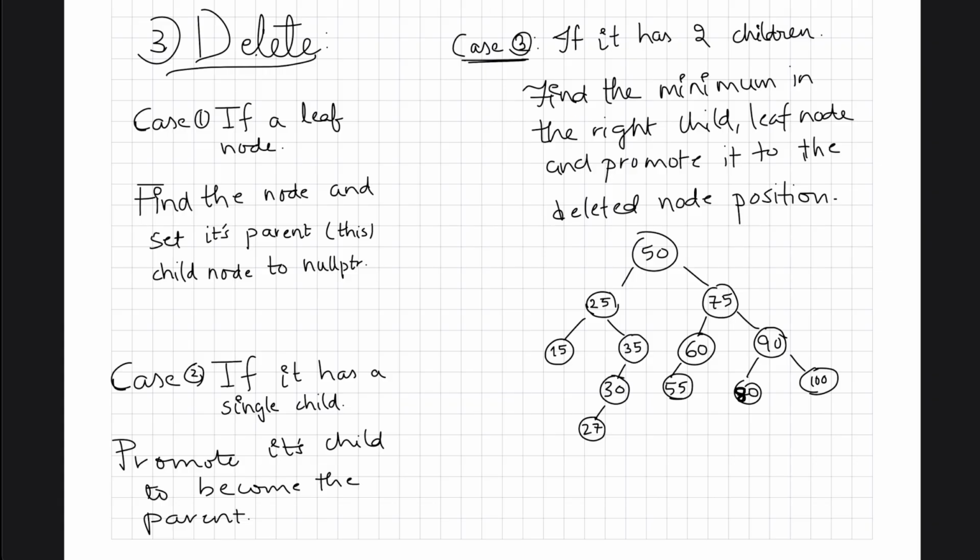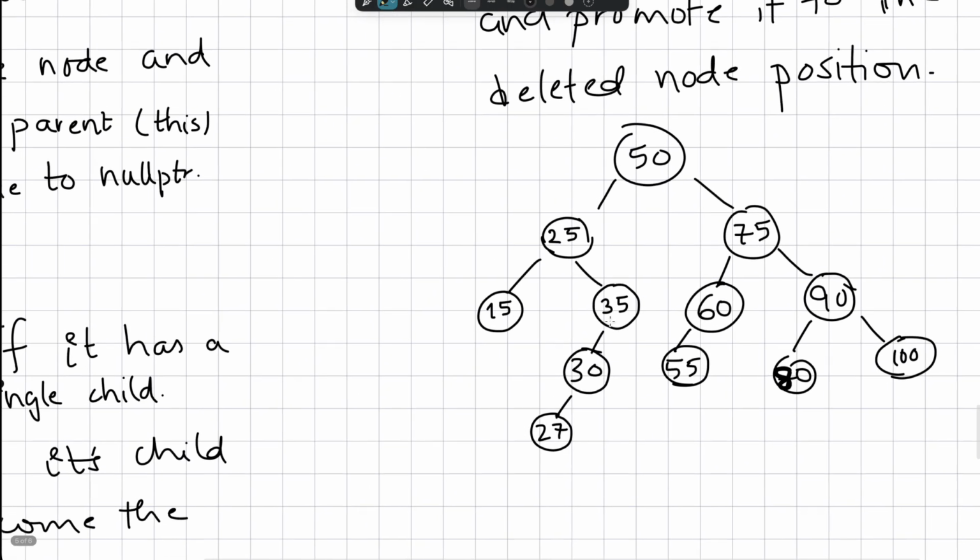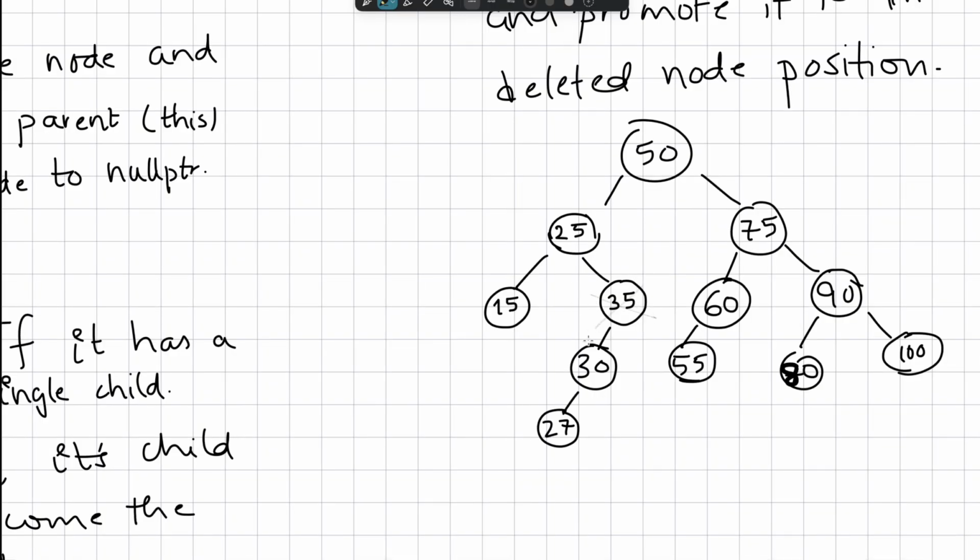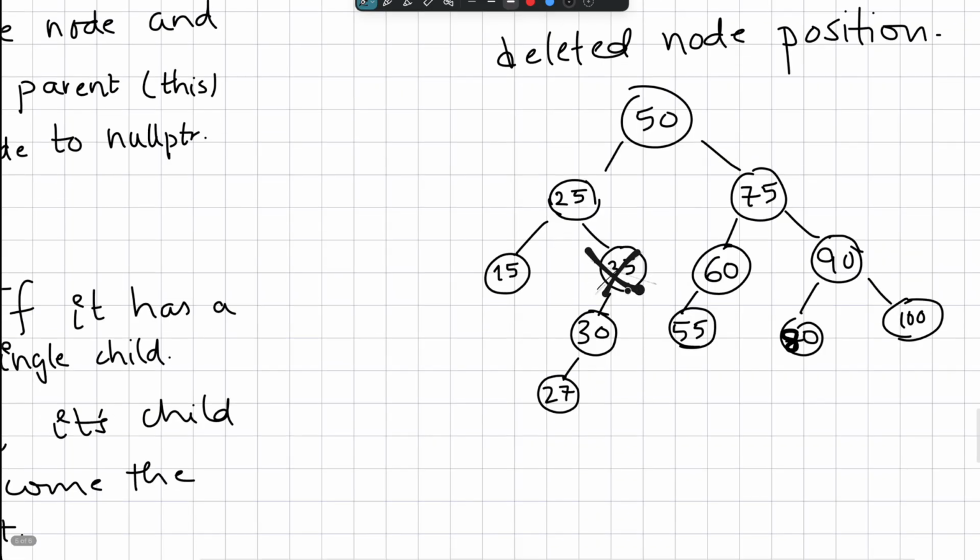But if I have to delete a node with a single child, right? If I have to delete 35, I delete 35, but someone has to take the place of 35, right? So someone has to take the place of 35. What could take the place of 35? So 30, can 30 take the place of 35?